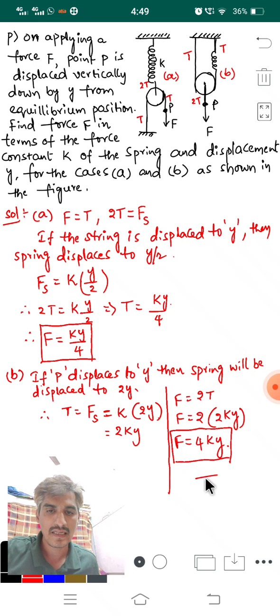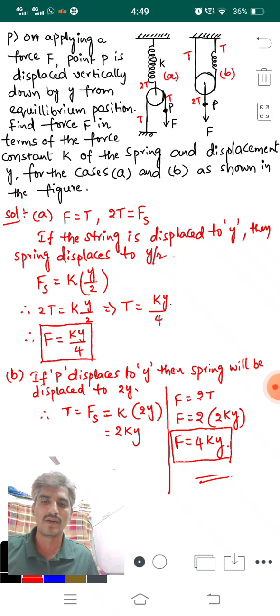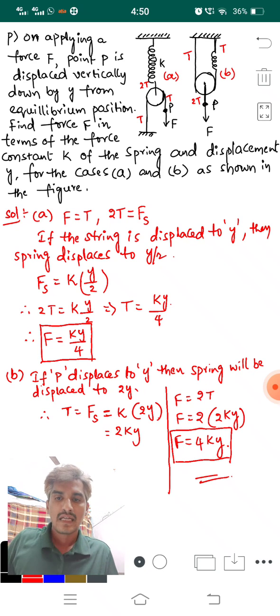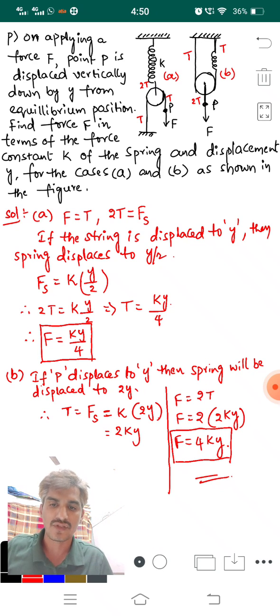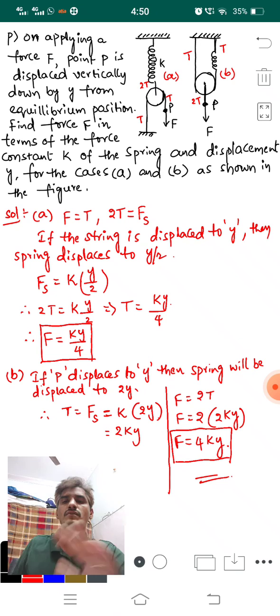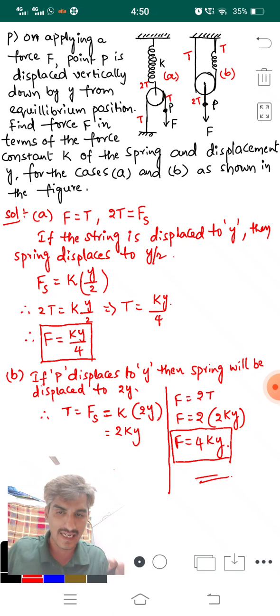That's it. See, these same problems are there in simple harmonic motion, and there we will find out the time period. Okay, now we used to find out the net force and the time period of these two, and I'll discuss that with you in the next class.